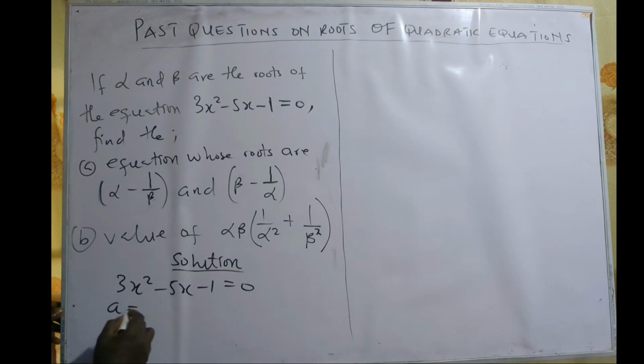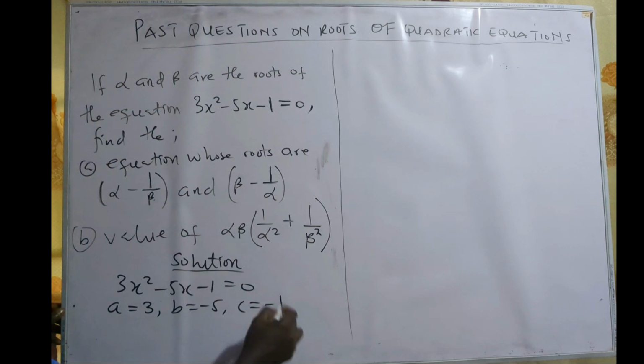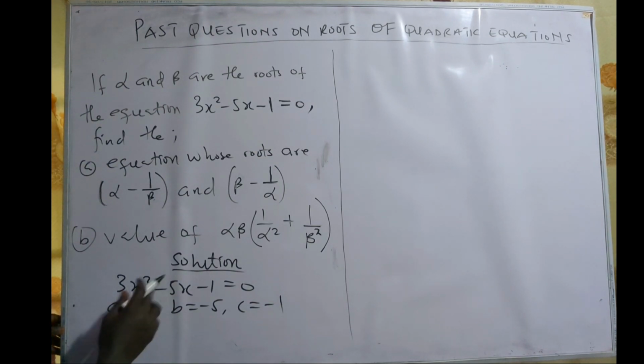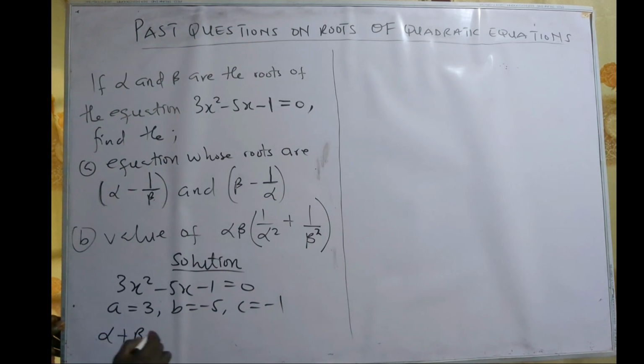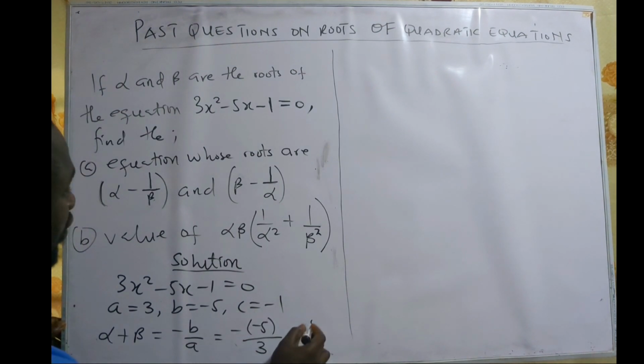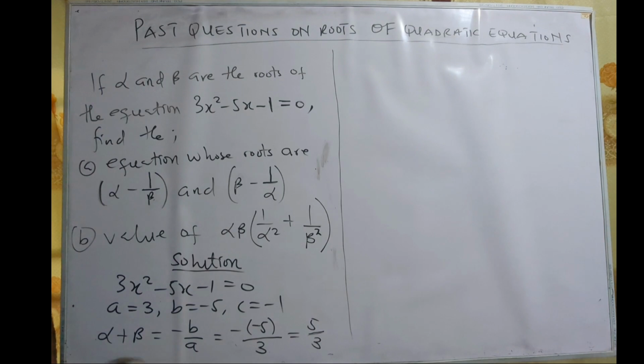So our a is what? Is 3. Our b is -5. Our c is -1. Okay, so now we can find our sum of roots, which is alpha plus beta. And alpha plus beta is minus b on a. And minus, what is our b? -5 on what is our a? On 3. Alright, so minus will make it 5 on 3. So our sum, alpha plus beta, is 5 on 3. Alright, alpha plus beta is minus b over a. That's the sum of the roots.